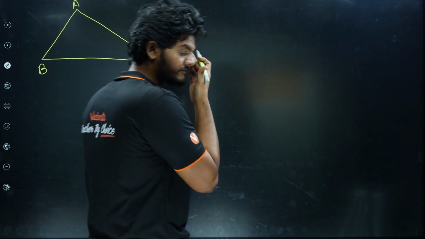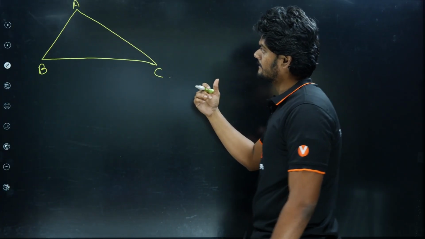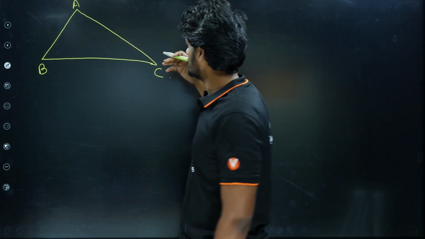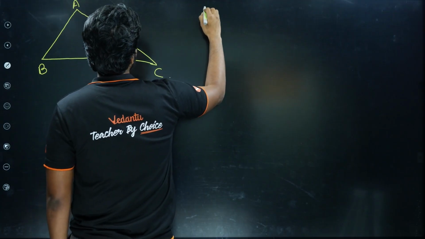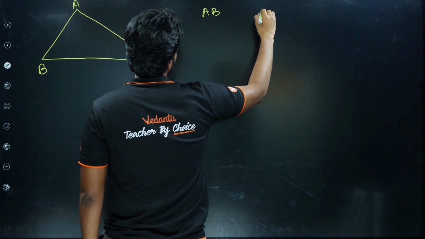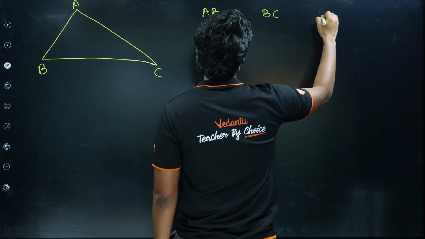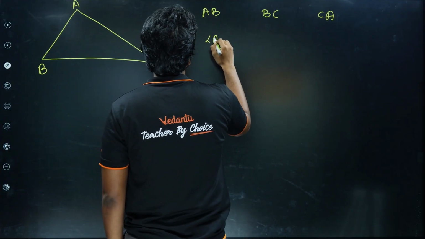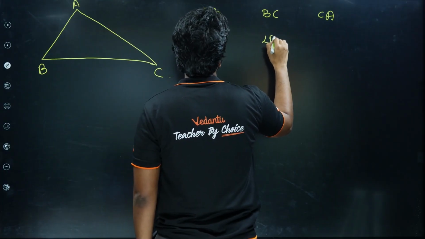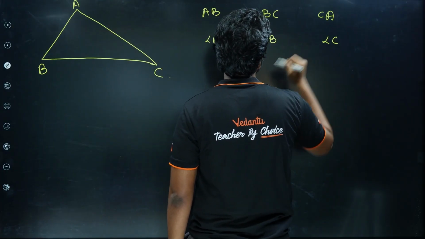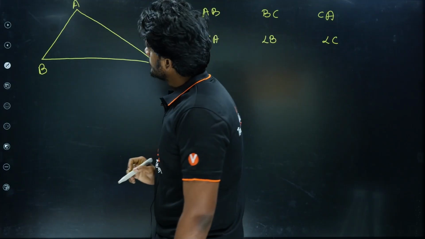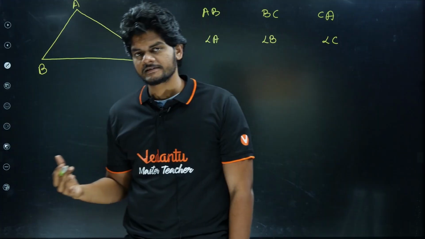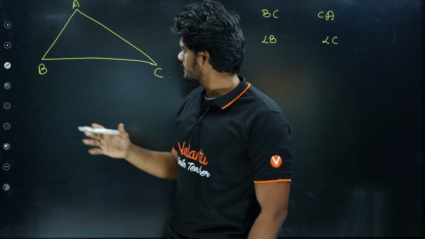Now, what is the information we get from this triangle? The moment you look at a triangle, what is the first information you can note? The sides AB, BC, CA, and probably the angles: angle A, angle B, angle C. Now, what information do we need to recreate this triangle? So, try to look at that.